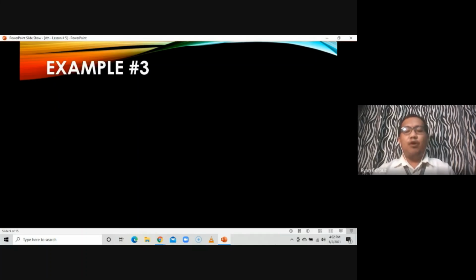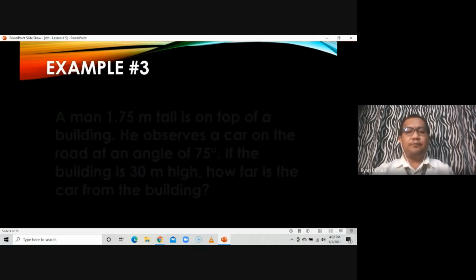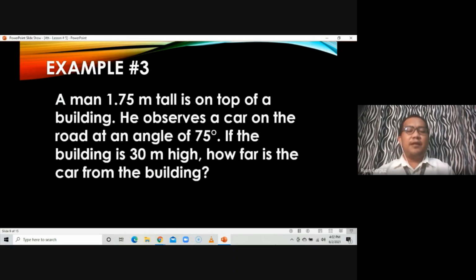Let's have example number 3. Let me read again problem number 3. This time problem number 3. So a man 1.75 meter tall is on top of a building. He observes a car on the road at an angle of 75 degrees. If the building is 30 meters high, how far is the car from the building?